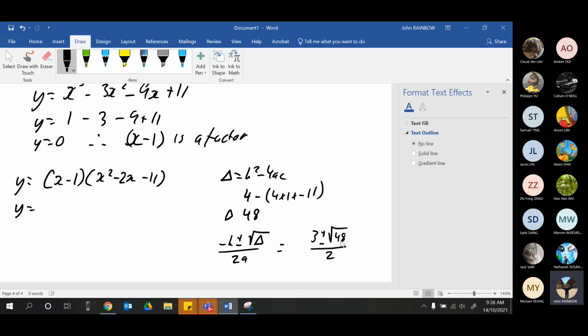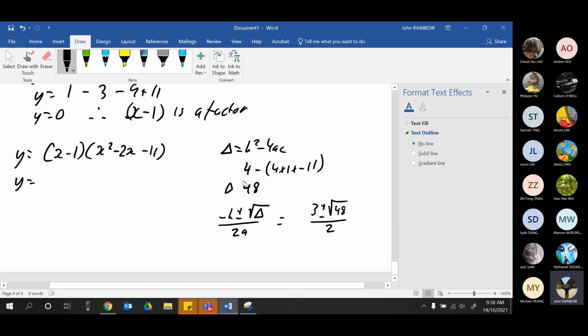So root 48 is just a bit below 7, right? So it's like 6 point something. So I'm going to just treat it as 7. That's going to be 10 on 2. So that's going to be just a bit below 5, right? So it's just slightly below 5. So it's like maybe 4.99.